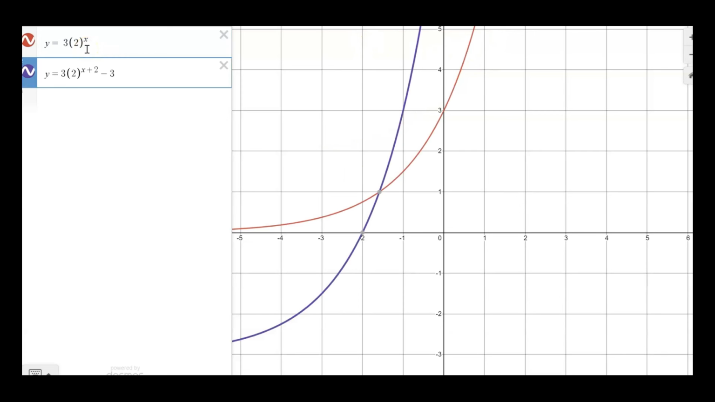Alright, here I've got these 2 functions, and you'll notice this first one, 3 times 2 to the x, is here in red. The initial amount was 3. So this first graph here in the red, it crosses the y-axis where y equals 3. So that's my initial amount, and that very same function has been transformed.